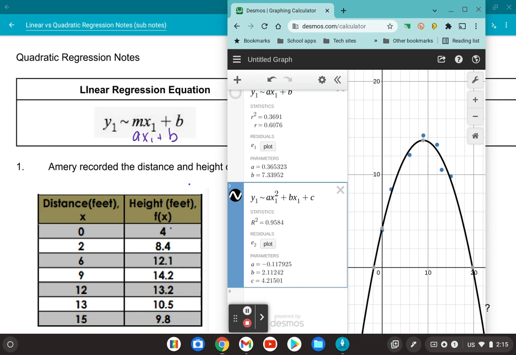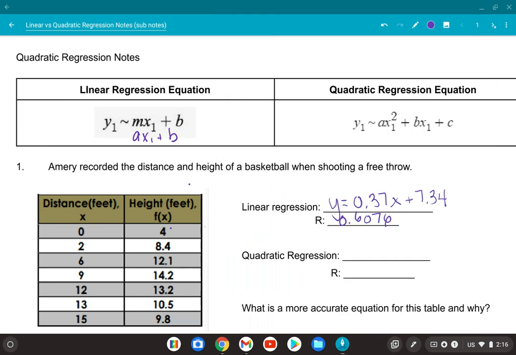And unfortunately, this one has an r squared, not an r, so we're just going to use that. And you can see that this r is much closer to 1. So this one is definitely a much stronger correlation, much nicer.